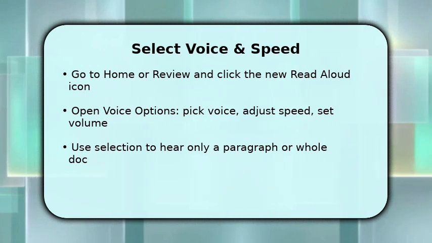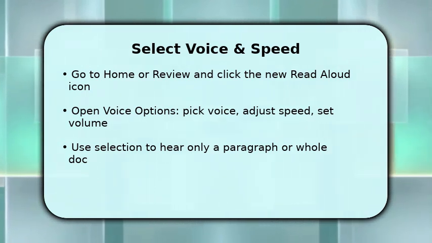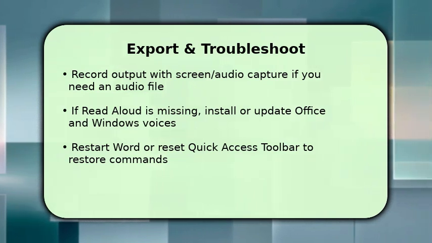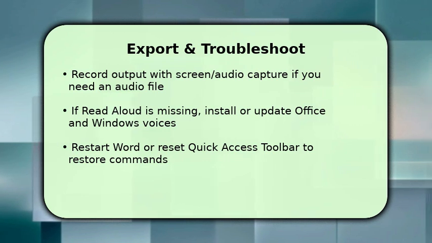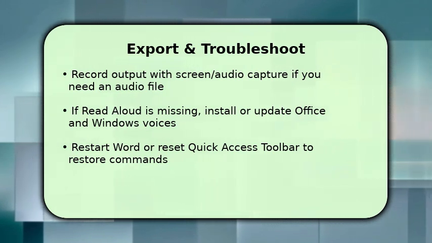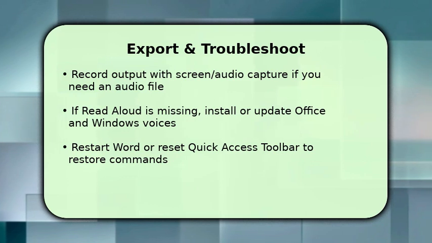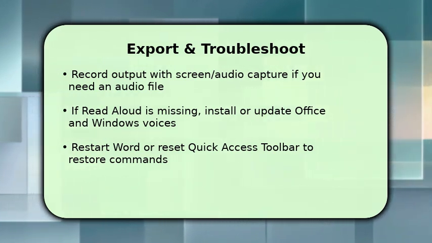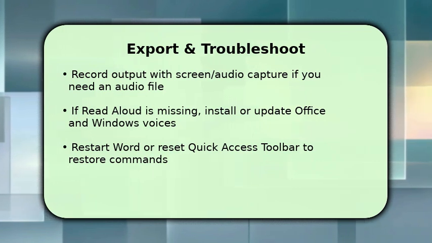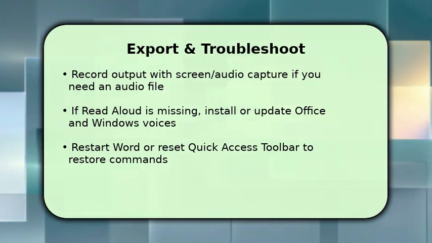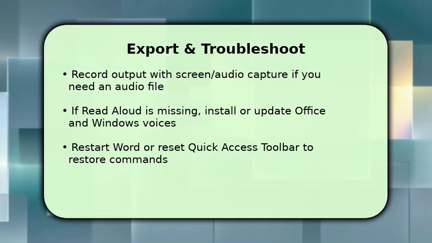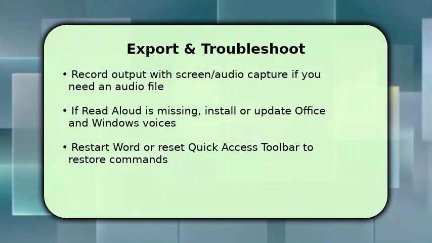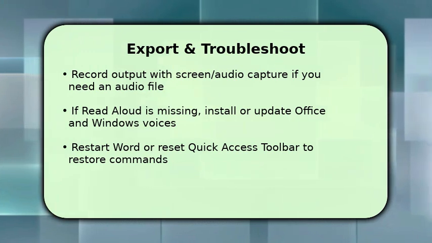To produce an audio file, play Read Aloud while recording system audio with a capture tool. Make sure the output device is correct. If Read Aloud doesn't appear, update Office and check Windows settings, time and language, speech, to install voices. You can also restart Word or reset the Quick Access toolbar if the command vanished. If audio stutters, lower playback speed or close heavy apps. These fixes address CPU or driver conflicts quickly so you can finish the narration.